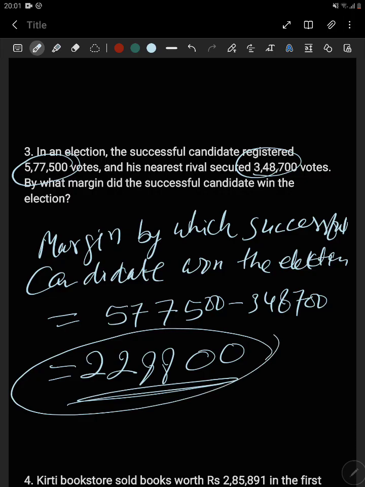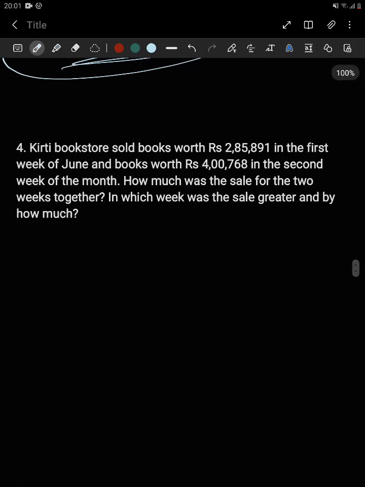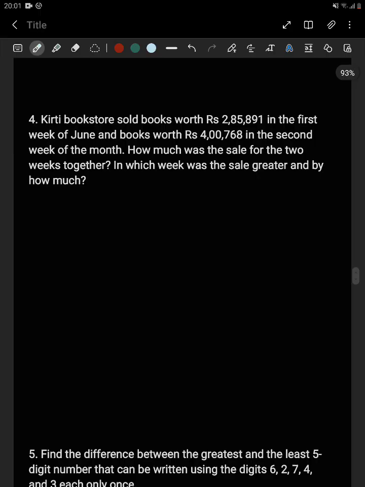Okay, now we'll go for question number 4. So let's go to question number 4 of this exercise. This question is: Kirti bookstore sold books worth 2,85,891 in the first week of June, and books worth 4,07,68 in the second week of the month. Means in the first week it was 2,85,000, and in the second week 4,07,68. How much was the sale of the 2 weeks together?